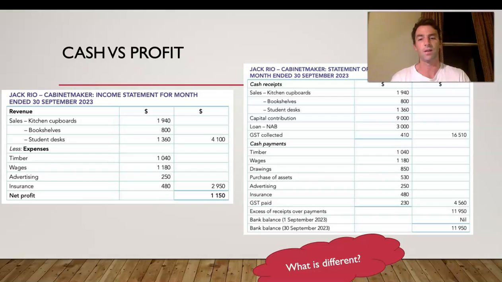Hopefully you've noticed that the profit for Jack Rio was $1,150, but Jack Rio made a lot of cash in this month. Their excess of receipts over payments was $11,950. So there is a big difference between the cash increase versus the profit. In fact, it's over $10,000, $10,800 to be exact. So what are the differences? I want you to pause this video and try and identify at least 4 differences between the income statement and the statement of receipts and payments.